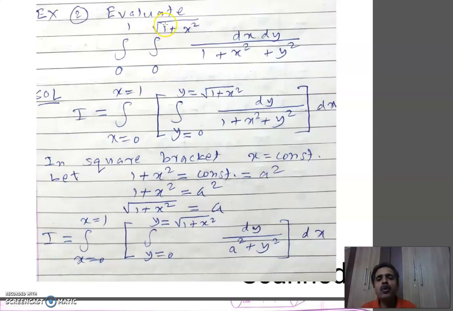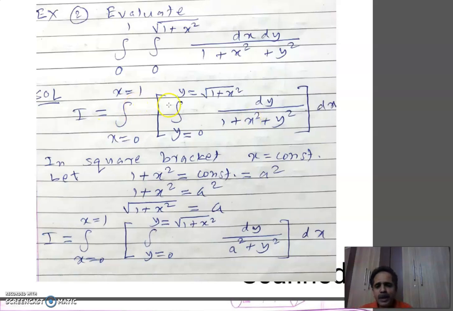So instead of 0 and under root of 1 plus x square, we write y equals 0 to y equals under root of 1 plus x square. We write the function, and as we have to integrate first with respect to y, dy is written, the same function we have carried here, and then dx we kept outside the square bracket. That means first we have to integrate with respect to y, then with respect to x, and these are the limits of x. So instead of writing 0 and 1, we write x equals 0 and x equals 1.